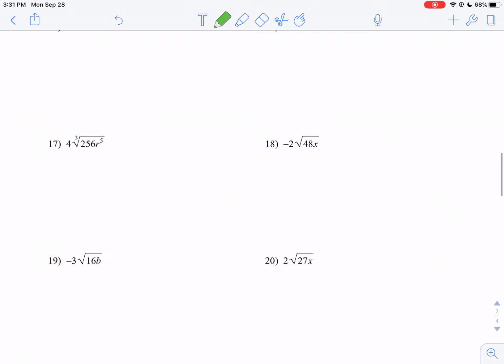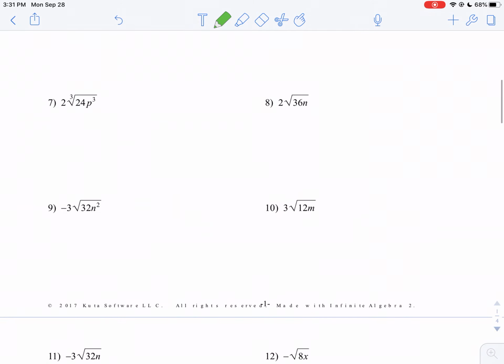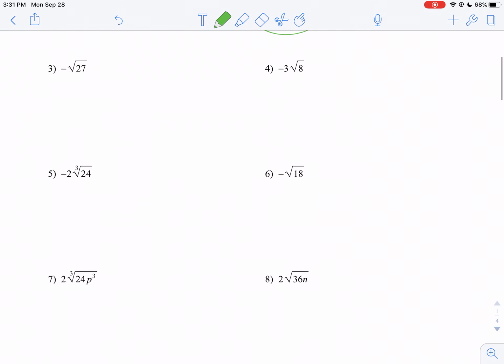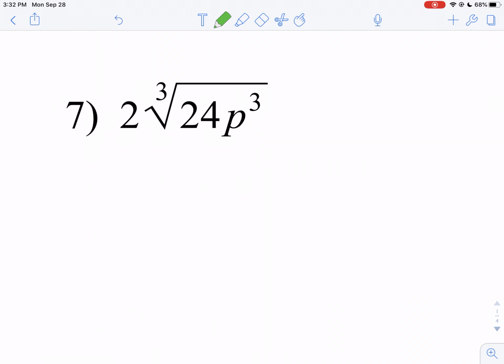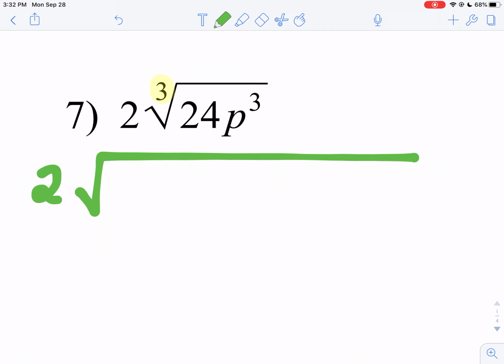Okay, all right, let's do another problem, something like this number 7 here. Okay, so the first thing I notice is that I see a 3 in the index. So we are working with the third root, okay? The process is exactly the same. So we are going to go ahead and write out the coefficient. We are going to break down our radicand.